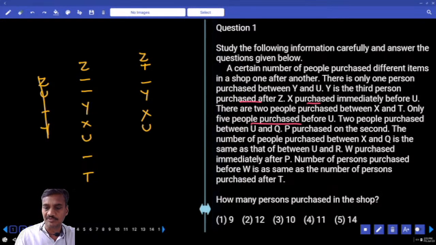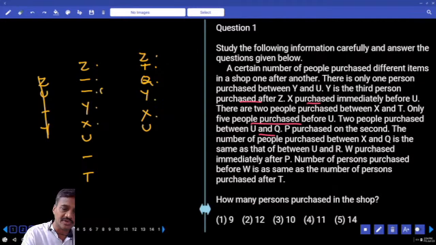And only 5 people purchased before U. Before U, how many persons? 1, 2, 3, 4, 5. Here also 1, 2, 3, 4, 5. And 2 people between U and Q. In this case Q must be here. With 2 people between U and Q, we can have Q at this place or Q can be after this T. There are 2 different possibilities again. And P purchased second. Now P purchased second, here T is at the second, so this is ruled out. Hence P purchases second here, so P must be at this place.